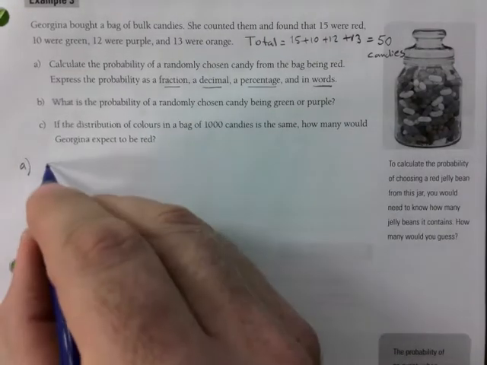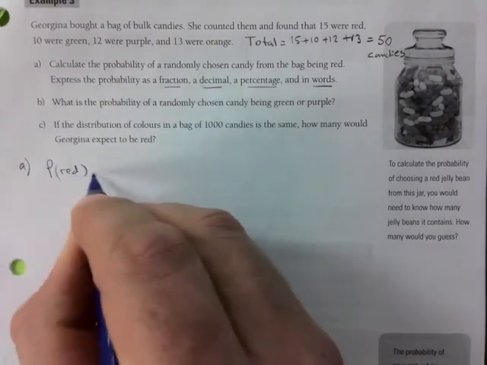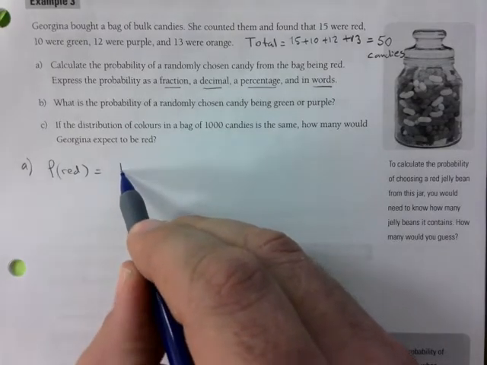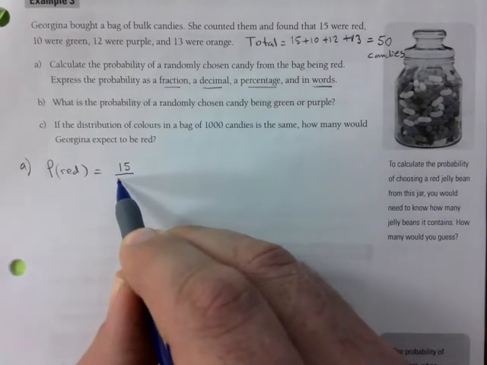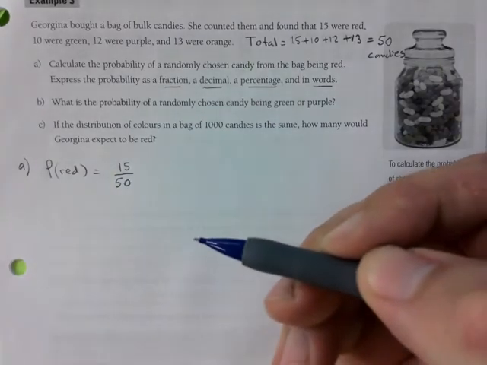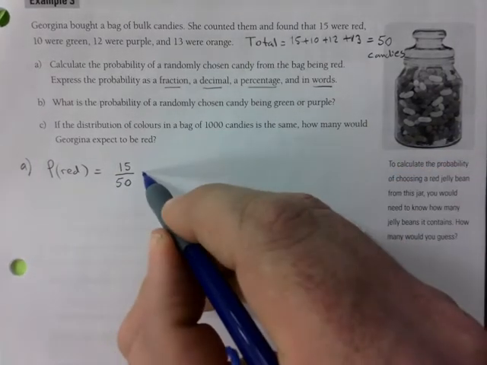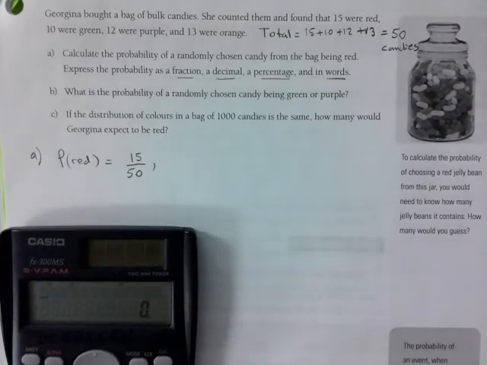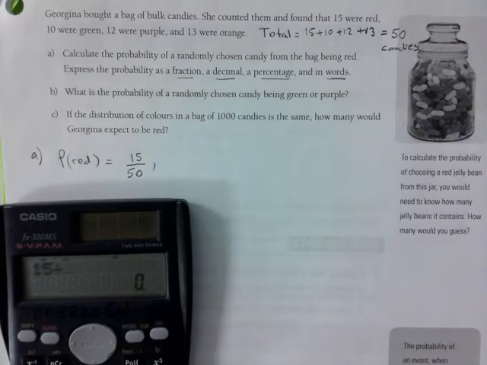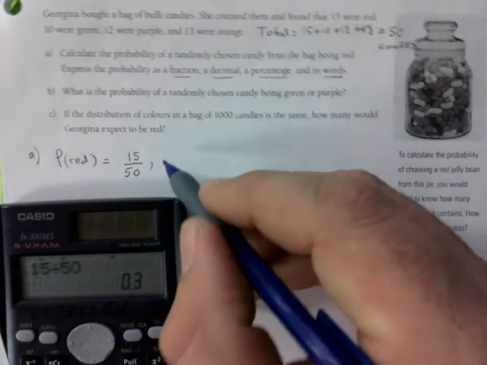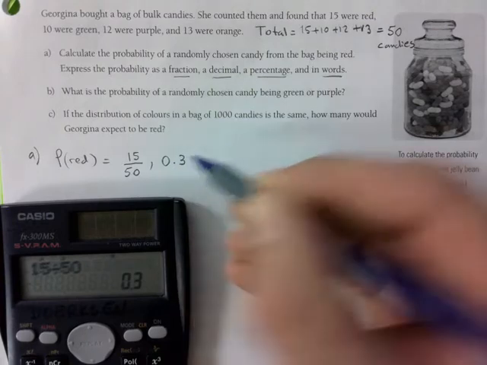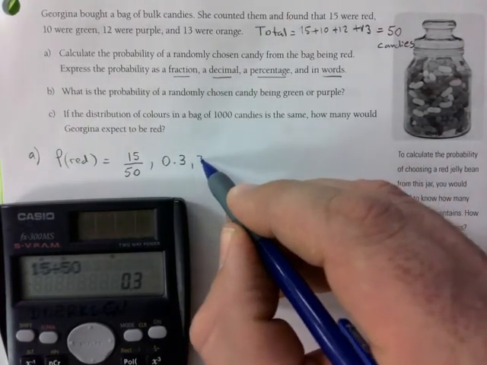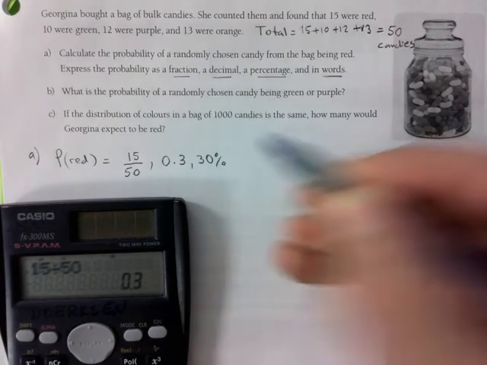So probability of red, how many red ones are there? There are 15 red ones out of 50 possible candies. Let's turn that into a decimal. I go comma, I don't go equal. You will see that right now because we are rounding to a certain degree most of the time. So 0.3, which is 30%.